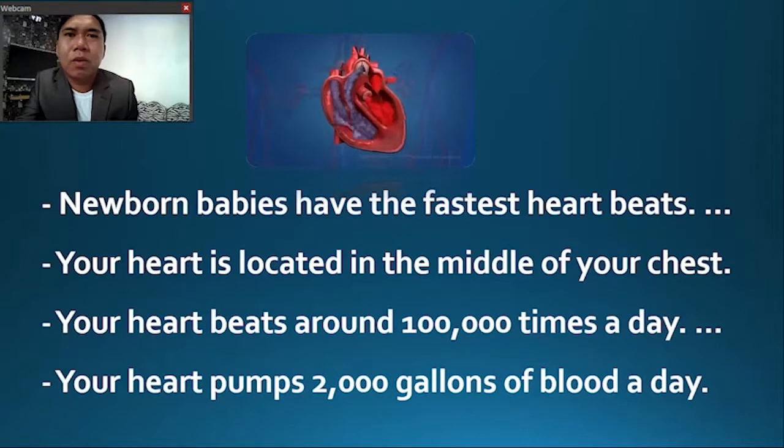The heart beats 100,000 times per day. Amazing. Next, our heart pumps 2,000 gallons of blood. Imagine how many gallons are being pumped. These are some of the trivia or facts about the heart. Interesting, right? Now, let's move on to our topic.